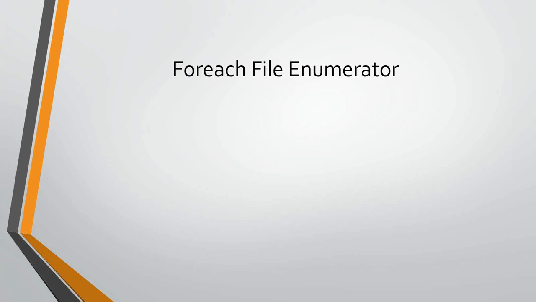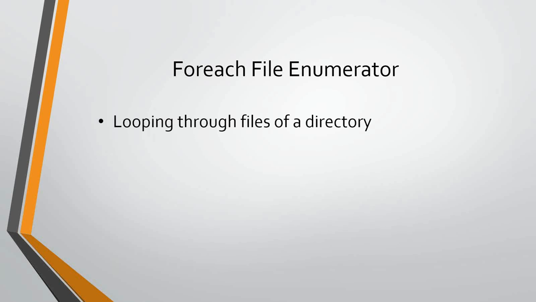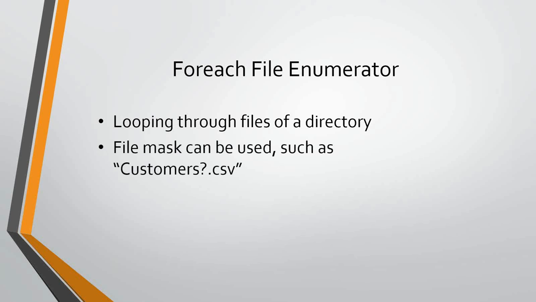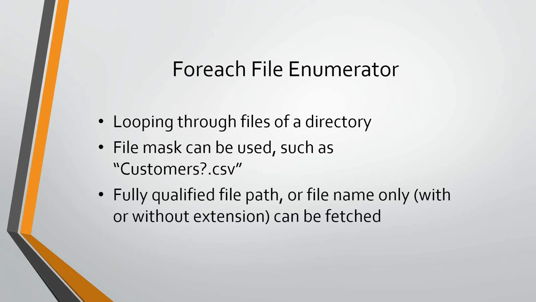The first enumerator is the Foreach Loop File Enumerator. This provides the ability to loop through files of a directory. This is one of the most commonly used enumerators. And you can also set a mask on this. You can say that, for example, I'm just concerned with files that start with customer and end with the CSV extension, or you can say star point star, which means all files. You can say that you want to fetch the fully qualified path, or just the file name, or the file name with extension. You can also say that you want to traverse subfolders.